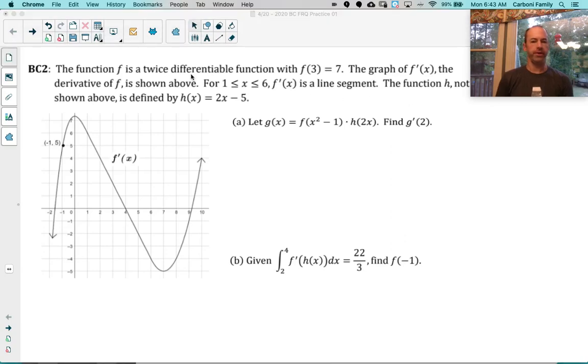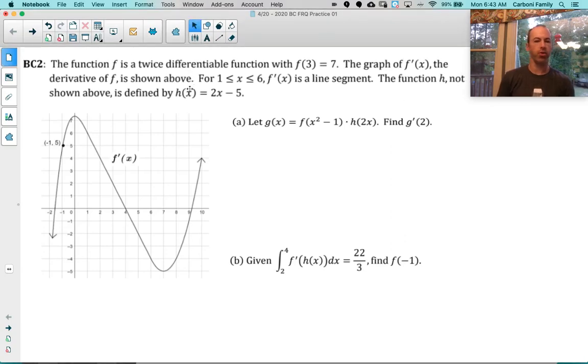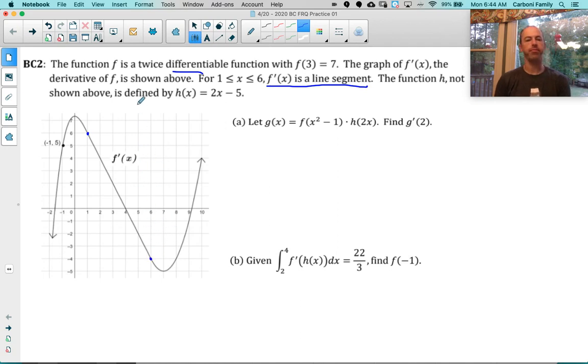All right, looking at this free response question, this is similar to what I expect the 2020 AP exam to look like because except for one problem, the calculator is not really going to offer a huge advantage. We have f of x is twice differentiable, with an initial condition f of 3 is 7. We're given f prime. They do tell you that f prime is a line or a line segment from the point x equals 1 to x equals 6. So that'll come into play.